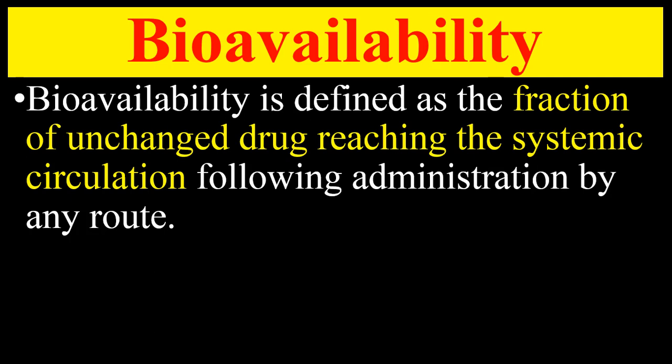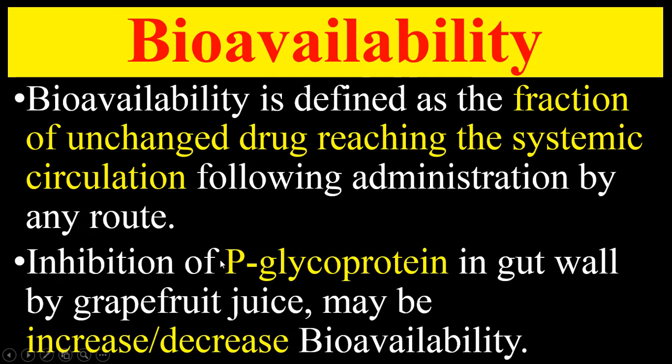There is a lot of first pass metabolism. I think I have made my point clear here. Okay, so inhibition of P glycoprotein in the gut wall by grapefruit juice may increase or decrease the bioavailability? This was my question to you.